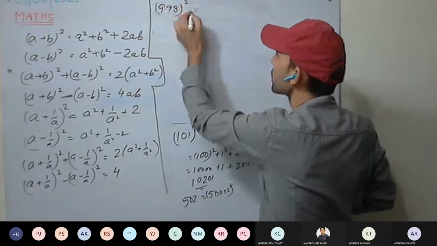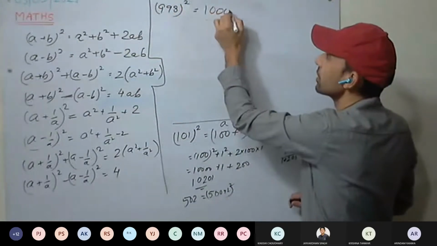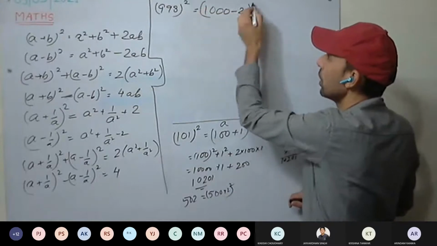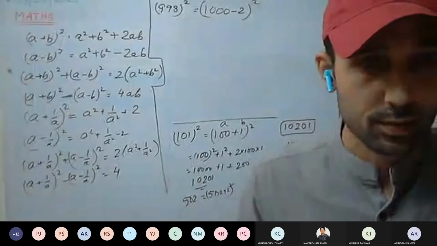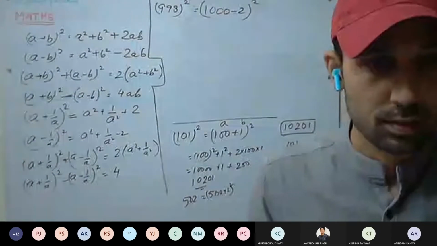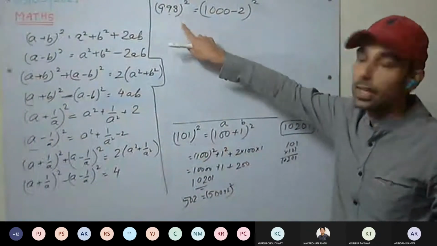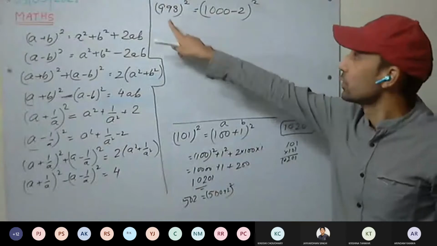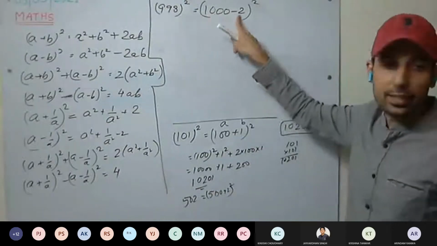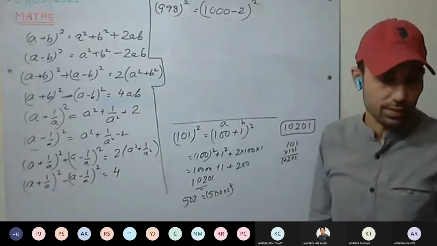You have 998 the whole square. It can be rewritten as (1000 minus 2) whole square. So these numbers we can rewrite as either a plus b or a minus b. So 998 can be written as 1000 minus 2. Solve it first.